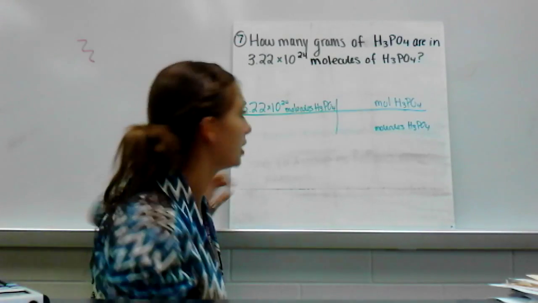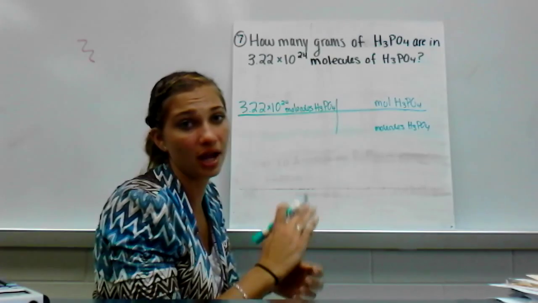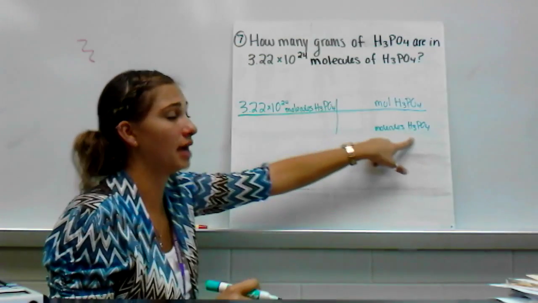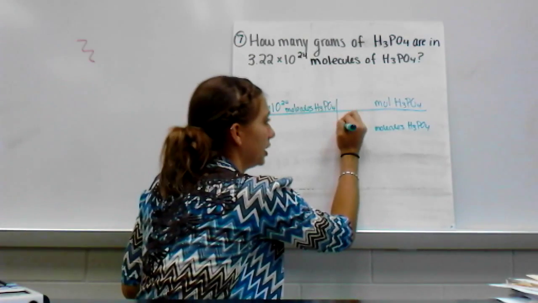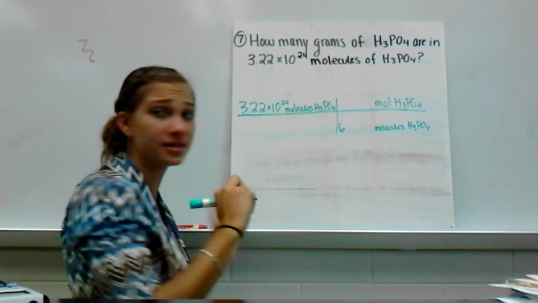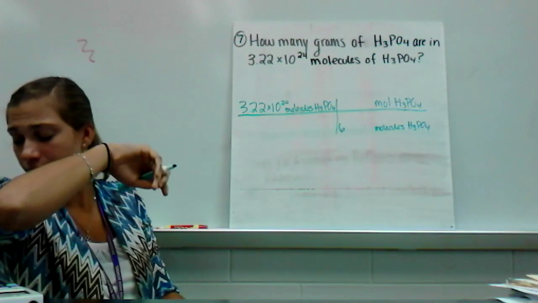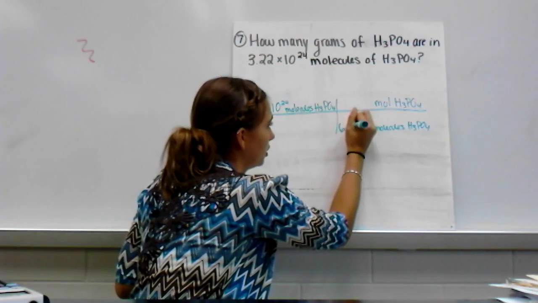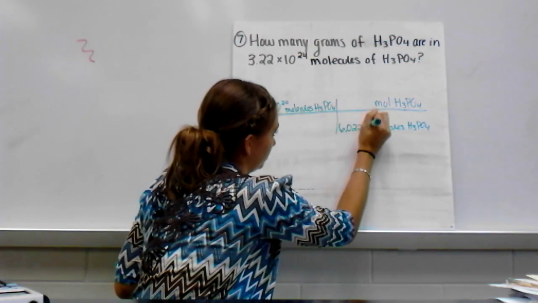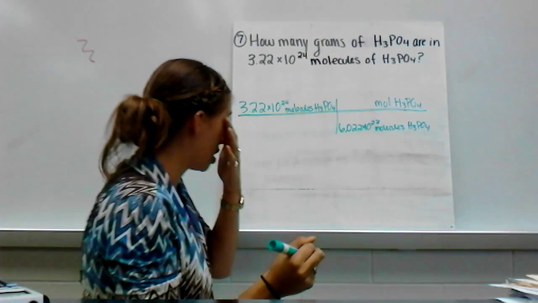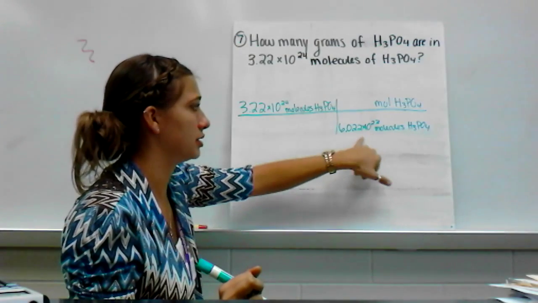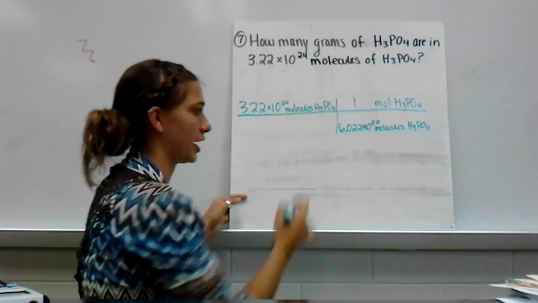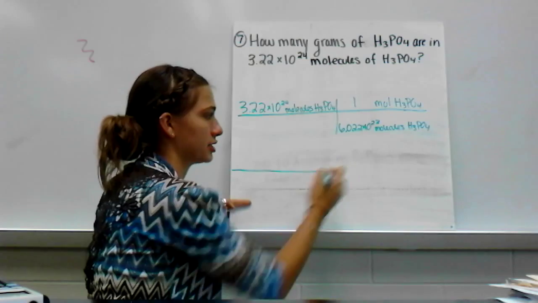I said before that you're always going to be putting Avogadro's number next to the molecules, or next to the particle, right? So I'm going to be putting 6.022 times 10 to the 23rd molecules on the bottom, and that's for 1 mole. Okay, so now just pretend this is continuing down here since I ran out of space.